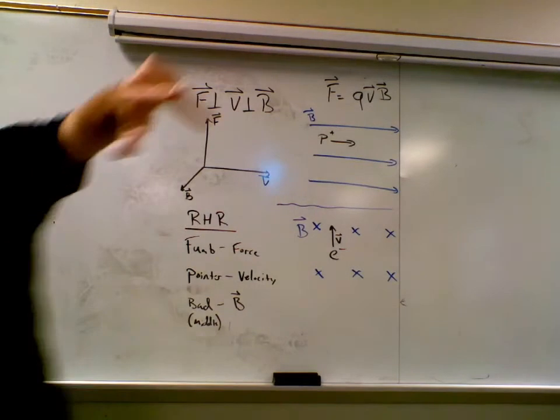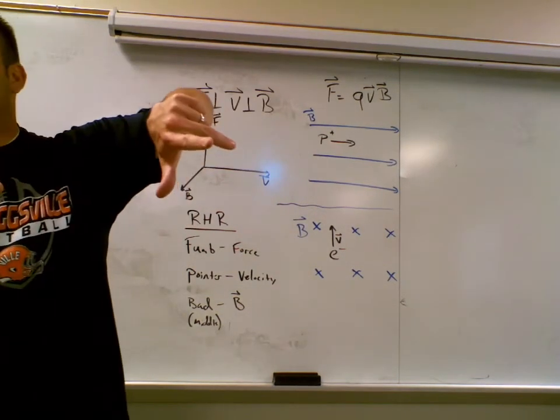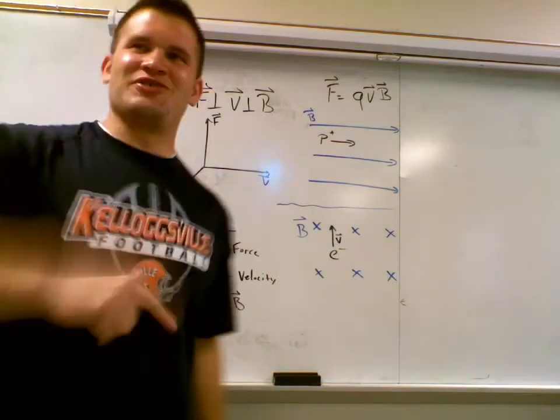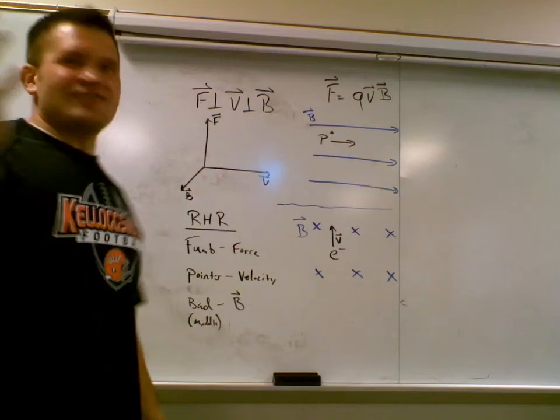If I turn like this, now I've messed up my force, haven't I? You just go like this. Just use the right hand. You're left-handed, you like the right-hand rule. Okay, does that make sense?